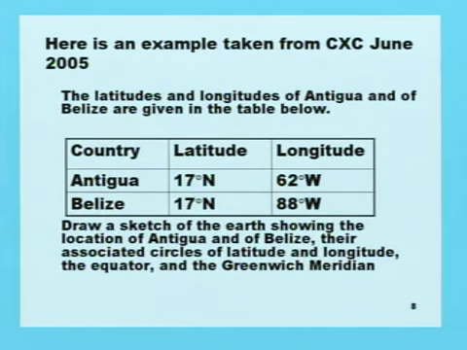So Antigua is 17 degrees north latitude and 62 degrees west longitude. Belize is 17 degrees north latitude and 88 degrees west longitude. And notice that Antigua and Belize both share the same line of latitude. You're asked to draw a sketch of the Earth showing the location of Antigua and of Belize, their associated circles of latitude and longitude, the equator, and the Greenwich meridian.